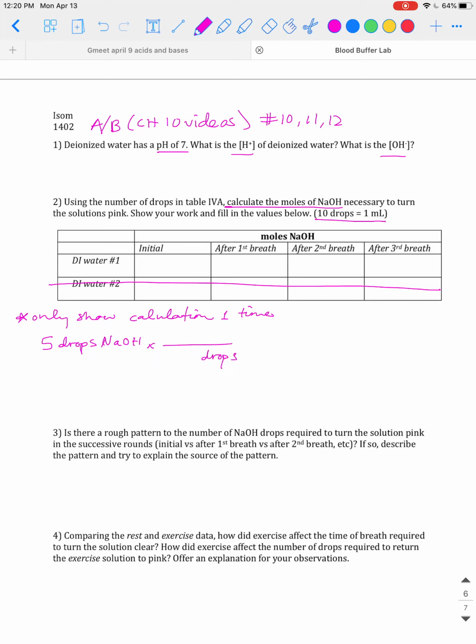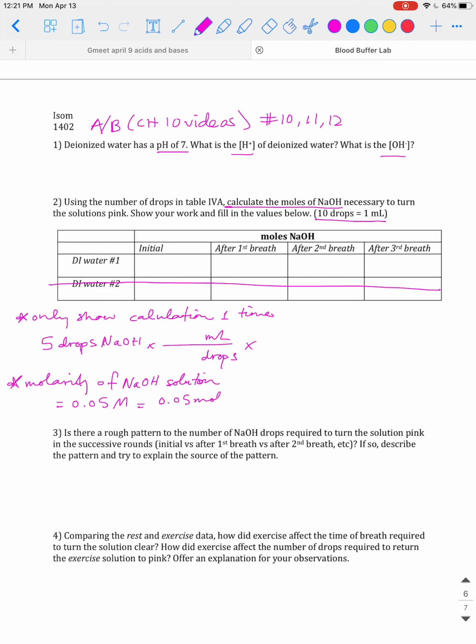So the first thing you're going to do is convert from drops to milliliters. Then we know if we're going to get moles, and we have a volume right now, we have milliliters, we're going to be using a molarity. The molarity, next thing you need to know, if you read the procedure of this lab, which you should, even though you're not in the lab doing it yourself, read the procedure. The molarity of NaOH solution that we're using in the lab is 0.05 molar.